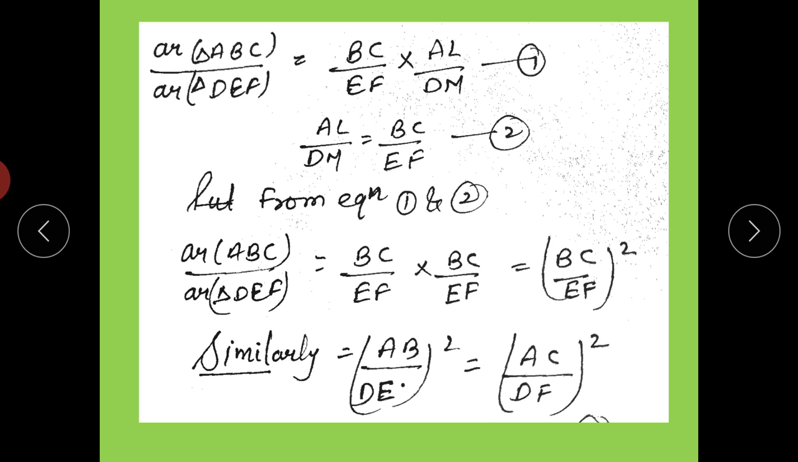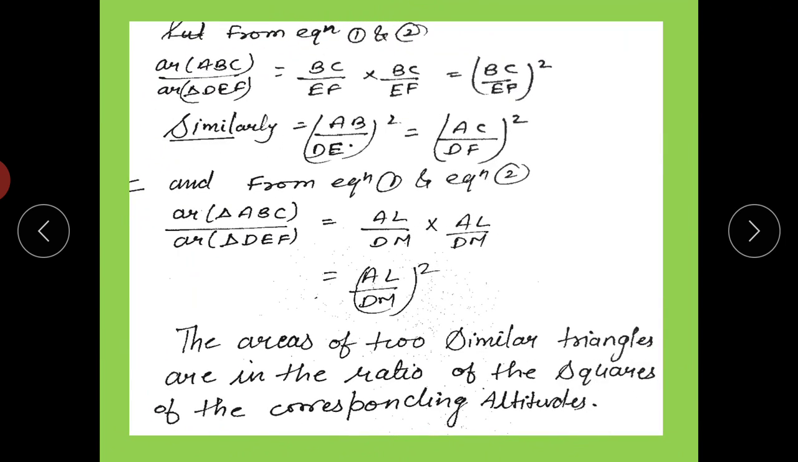और इस इक्वेशन में, सेकेंड इक्वेशन में, अगर मैं यहाँ पे इन प्लेस ऑफ BC अपॉन EF, AL अपॉन DM लिख दूँ, तो AL अपॉन DM का होल स्क्वायर हो जाएगा. यस और नो? इन प्लेस ऑफ BC अपॉन EF वी कैन राइट AL अपॉन DM इंटू AL अपॉन DM, सो AL अपॉन DM का होल स्क्वायर. Thus the areas of two similar triangles are in the ratio of the square of the corresponding altitudes. So second theorem we did.